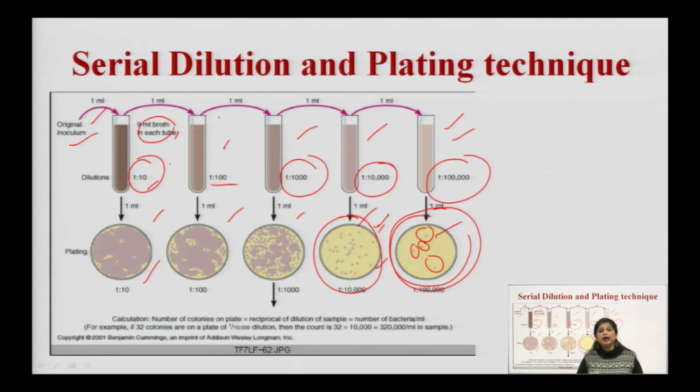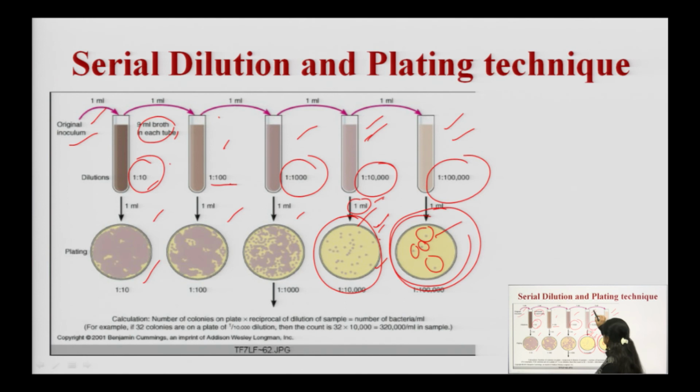Now I have to go for the back calculation. Now how will I do the back calculation? If I have seen that 55 colonies are there within this Petri plate, what will happen? That 1 ml sample was taken from this test tube, and this test tube was having 1:10,000 times dilution, meaning this 1 ml sample was taken from this 10 ml sample, and if it contains 55 colonies, then how much bacteria will be there within this test tube?